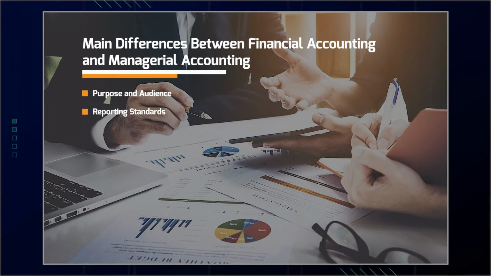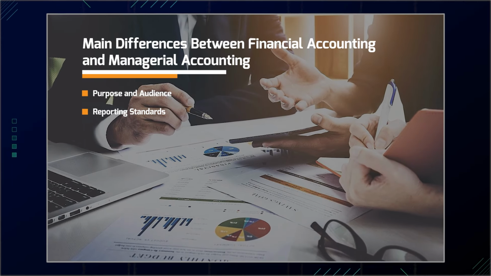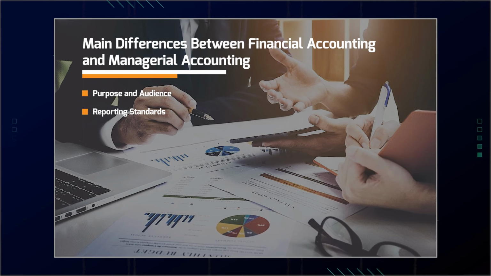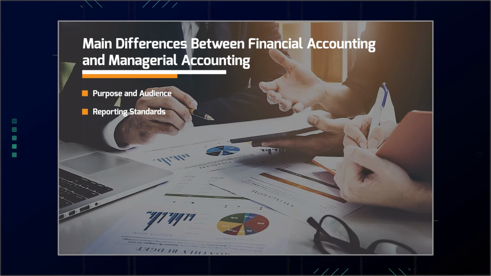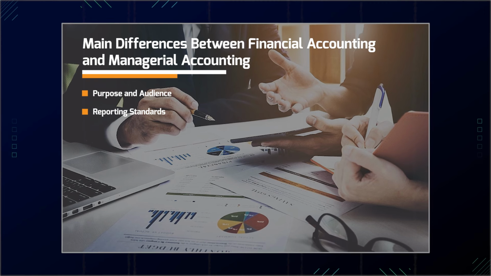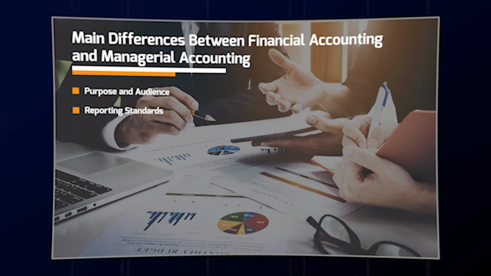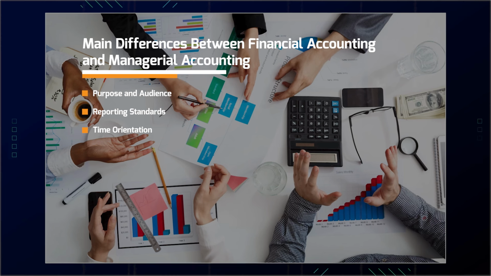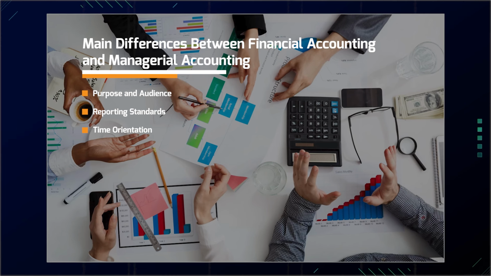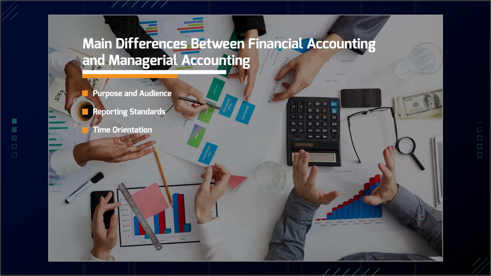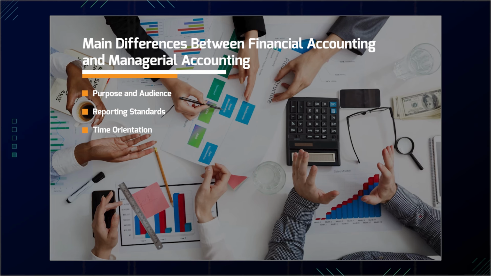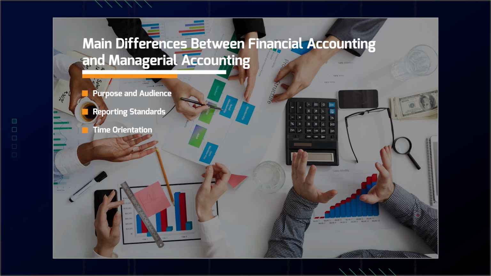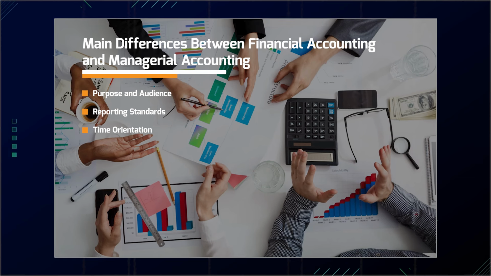On reporting standards, financial accounting is mandated to follow GAAP or IFRS for consistency and compliance. Managerial accounting has no regulatory standards, tailored to internal needs and strategic goals. Time orientation for financial accounting is a historical focus, summarizing past performance, like quarterly or annual reports. Managerial accounting is future oriented, emphasizing forecasts, budgets, and scenario planning.